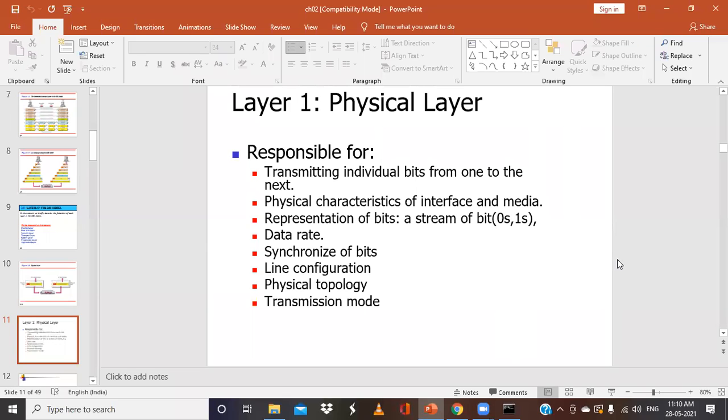Next, about the representation of bits. Suppose that we have two systems and each is following a different coding system. In system A it may be different, in system B it may be different. So it will give a proper definition for the meaning of zeros and ones. Both systems that want to communicate should have the same representation of bits. That will be taken care of by the physical layer. What is the meaning of zero and what is the meaning of one? That will be defined by the physical layer.